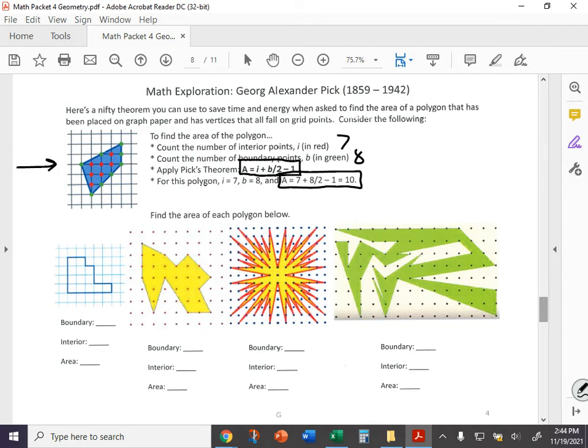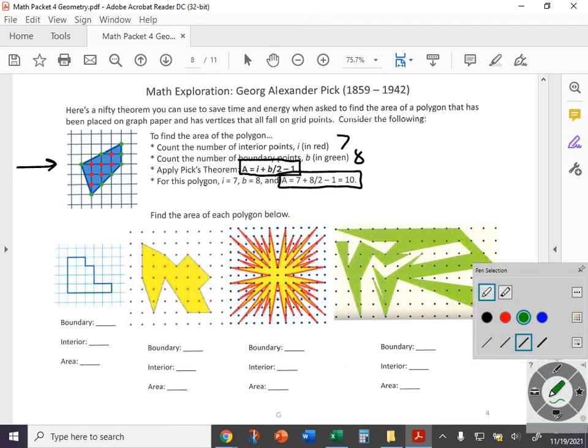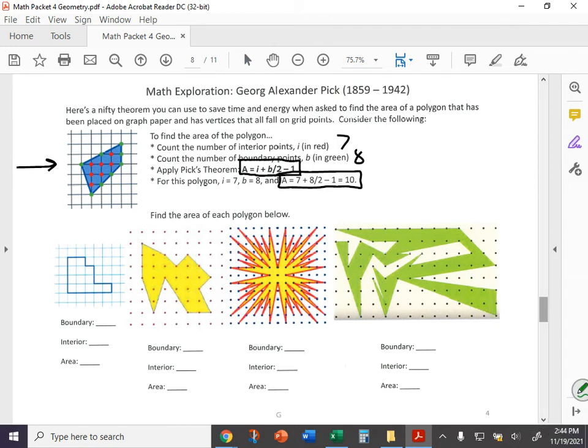So your job now is to find the area of each polygon below. Which one should we do? You always ask for the first one. So we'll do the first one here. So similar to the example, we will label our boundary points in green. So we have 1, 2, 3, 4, 5, 6, 7, 8, 9, 10, 11, 12, 13, 14, 15, 16, 17, 18. 18 boundary points. Okay? Interior points. We will label those in red.